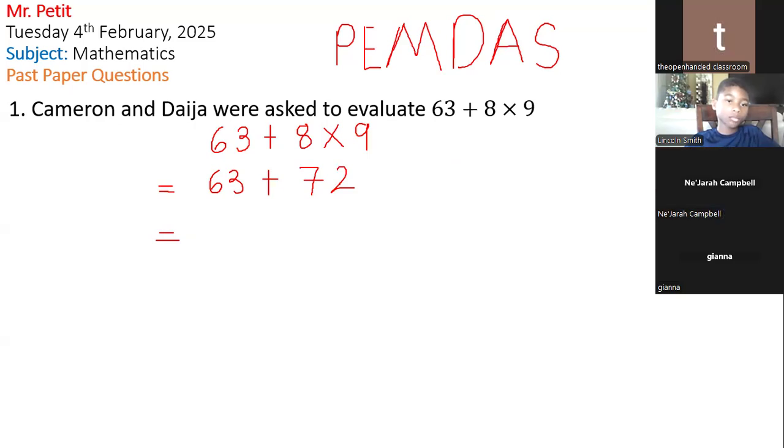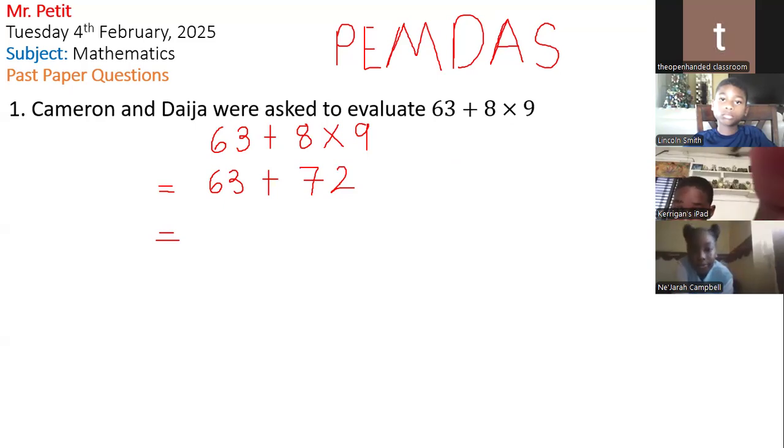So 63, let's add it. 63 plus 72. We have 3 plus 2, which is 5. And then we have 6 plus 7, which is 13. And so the answer is what? 135. Very good.